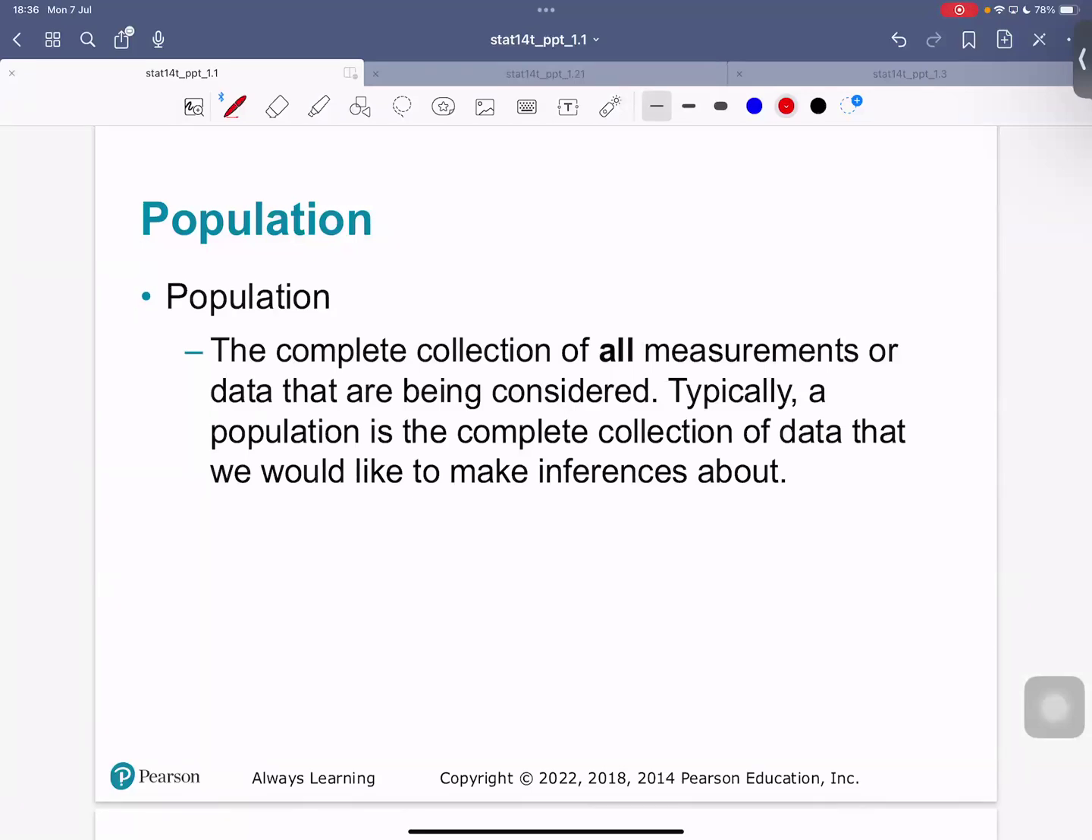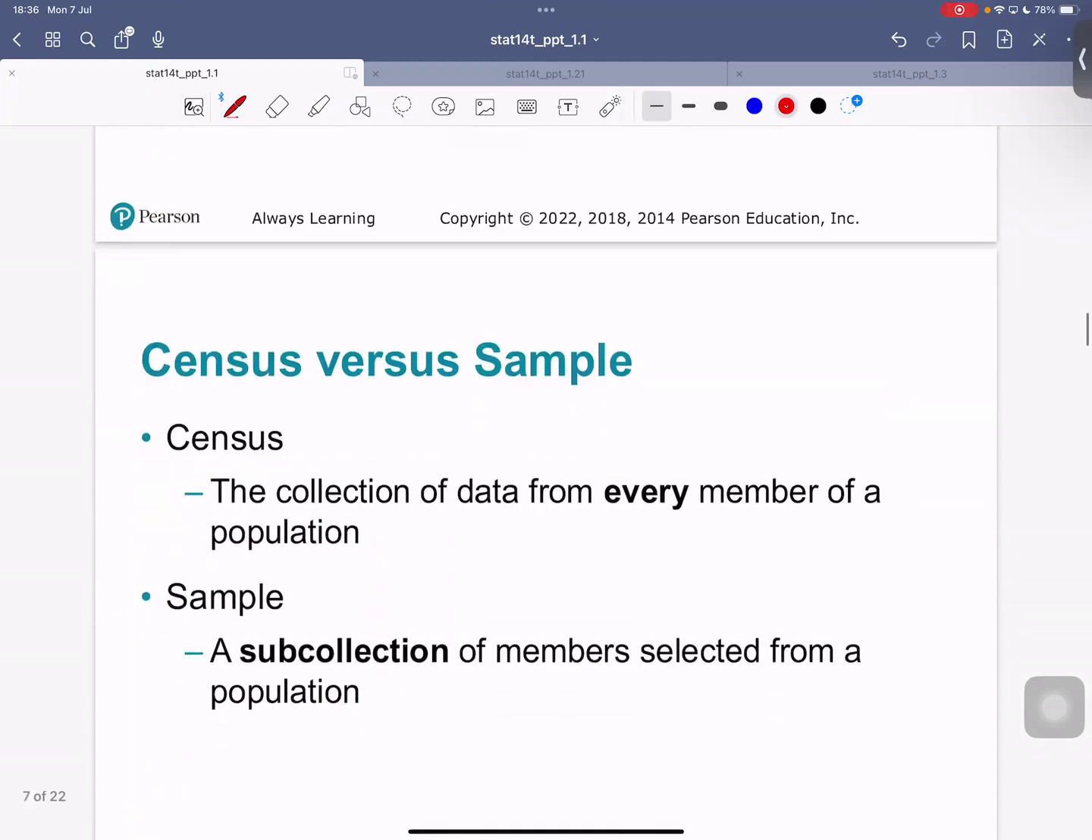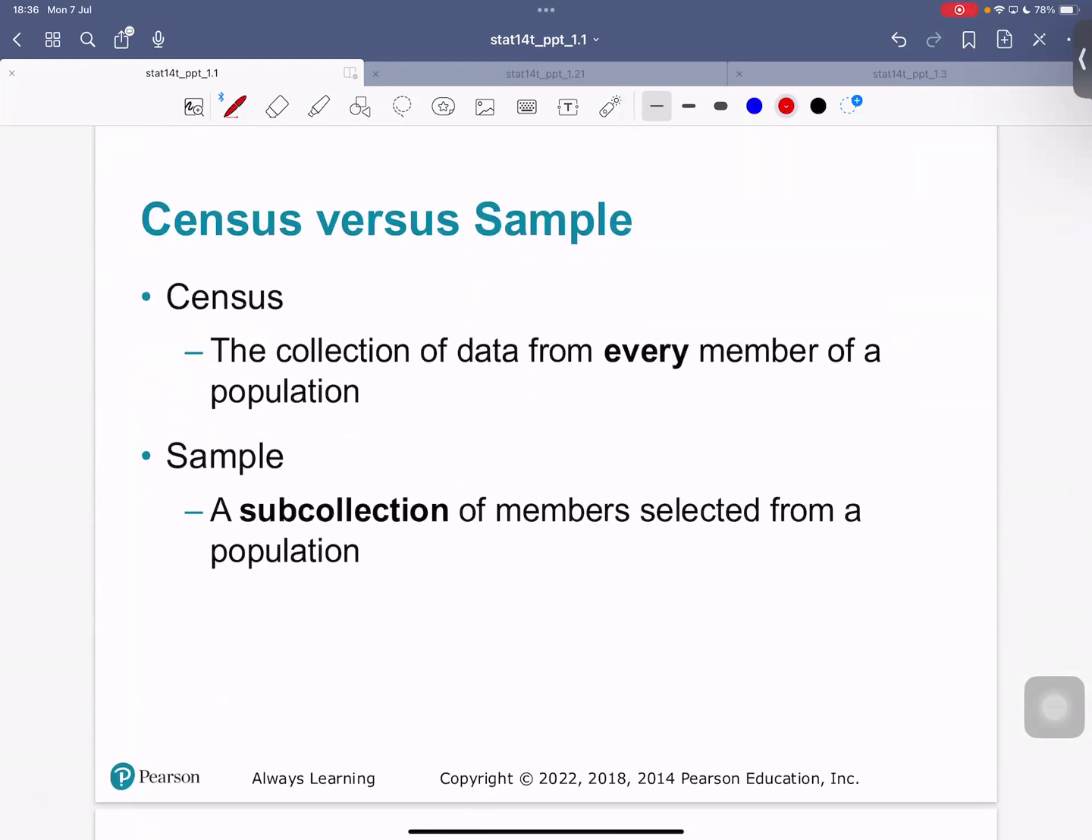Are we good, everyone? Yeah, so no questions so far? Okay. Census versus sample. So these are two new definitions, right? Census: the collection of data from every member of a population. So what can be the census here? What do you think? Any ideas? Yeah, the survey.